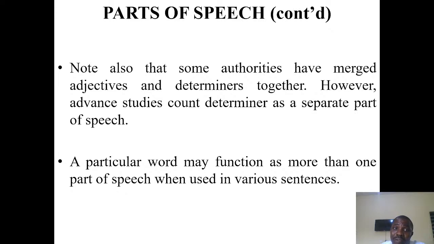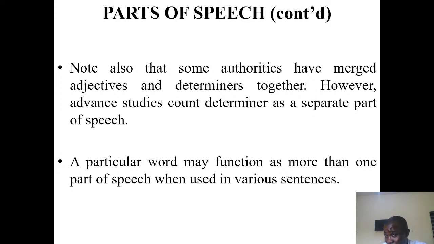But there are several differences between determinants and adjectives according to structural grammarians, which you are coming to know. Number one is that adjectives can be derived, determinants cannot be derived. So in the phrase, the beautiful girl, the is a determinant, not an adjective. Beautiful is an adjective, not a determinant, because we can derive another word from beautiful.